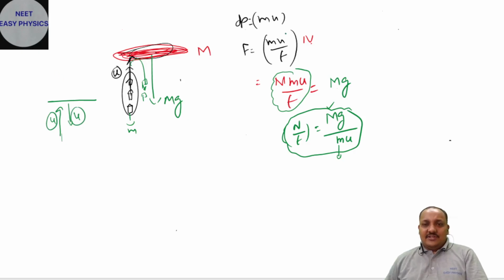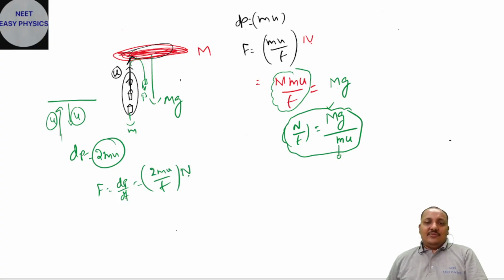At that time, the change in momentum, as we already discussed in the previous class, is 2mu. Therefore, with time, the force we get is dp by dt. So 2mu by t for one bullet. For n bullets, n into 2mu by t. This force should be equal to the weight of the metal plate. Now, with the number of bullets per second, it is mg by 2mu.